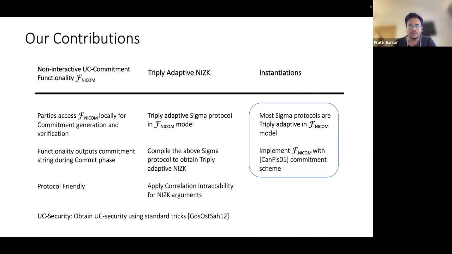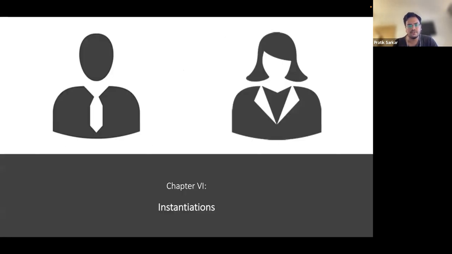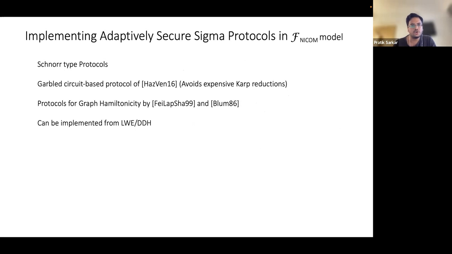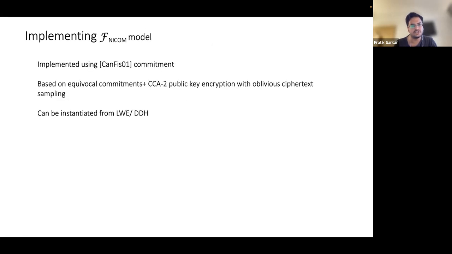So now let me talk about the instantiations. We show that most Sigma protocols, like Schnorr type protocols or the protocols in the Maurer framework, are adaptively secure in the FNICOM model. The garbled circuit based protocol of Hazay et al. is also adaptively secure, and it avoids expensive Karp reductions. Even the protocols for graph Hamiltonicity are adaptively secure. And all of these can be implemented from LWE or DDH.